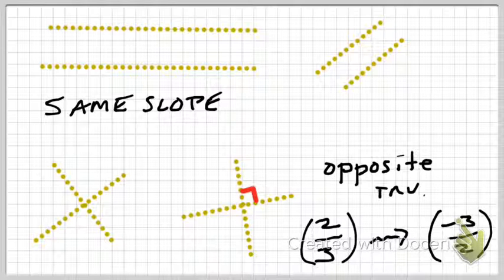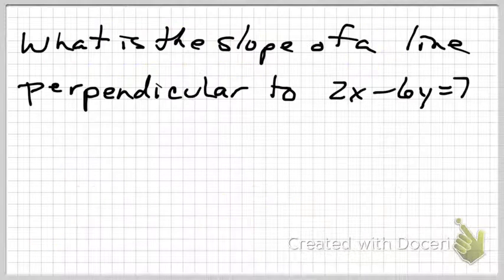For perpendicular: opposite, inverse. Parallel, same slope. All right, let's do an example. What is the slope of a line perpendicular to 2x minus 6y equals 7? I'll give you a couple minutes to try it, and then we'll do it together.